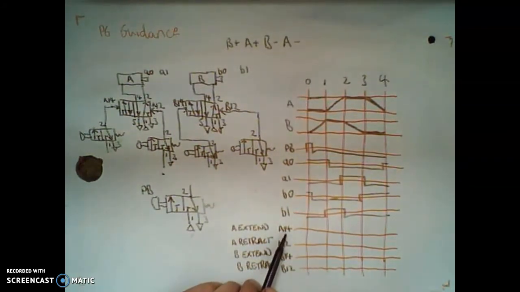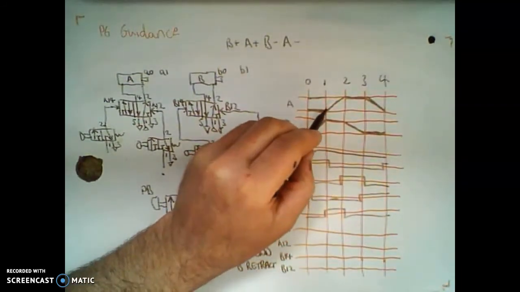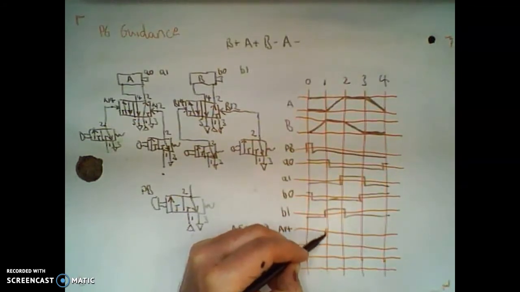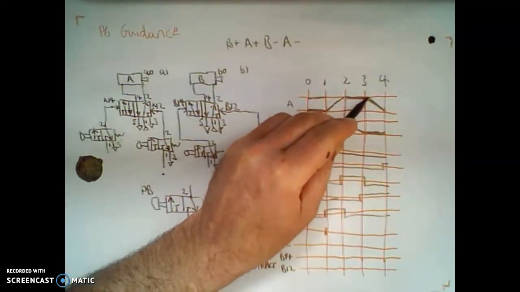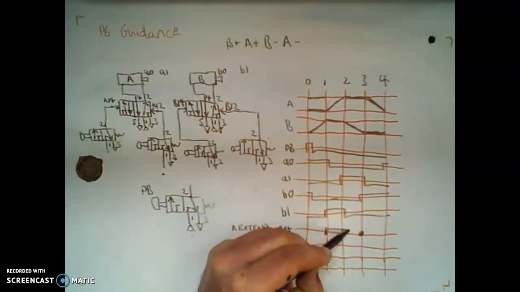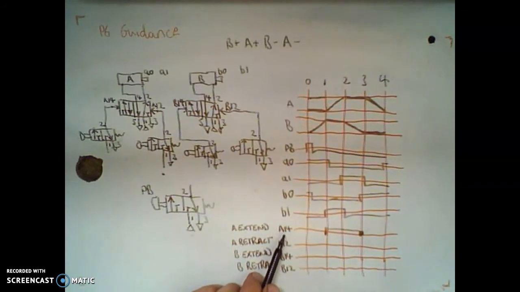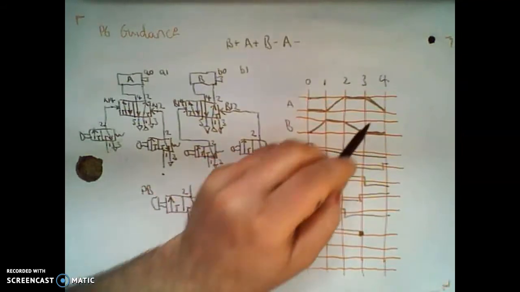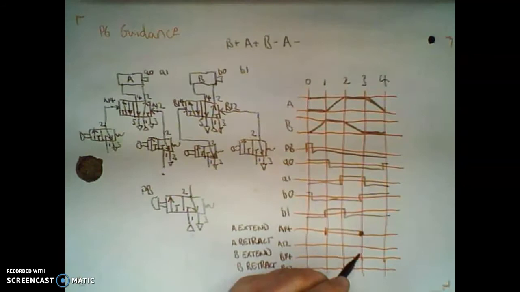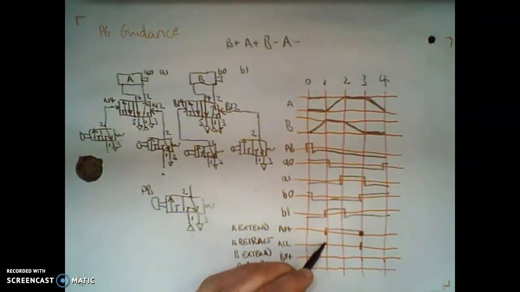So let's do this one first. A14. We need it to start here to make cylinder A go out. So it's going to start here, and it has to go off there because it can't be on whilst the cylinder is trying to come back in again. So that's when A14 has to go on, and that's when it has to go off. A12 is to bring the cylinder back in again, to retract it. So it has to come on here, and it has to go off here.